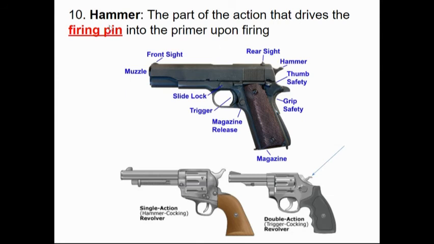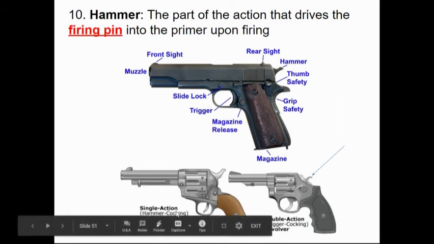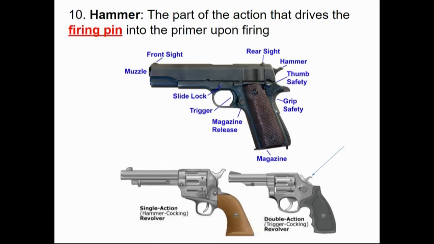The hammer is the part of the action that drives the firing pin into the primer. So some firearms, you need to cock or pull back this hammer, and then you pull the trigger, it releases the hammer, that comes down, the firing pin engages, it strikes that primer, and then it fires. Okay, so notice here we have a couple of terms here: single action and double action. And so those operate a little bit differently, and we will talk about those later.